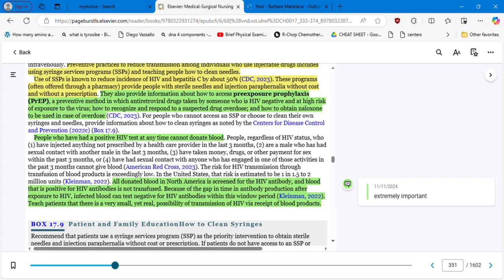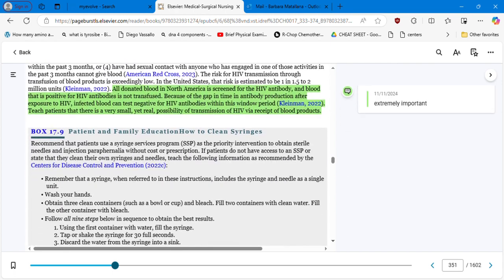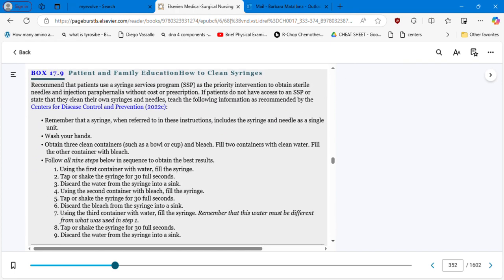Teach patient that there is a very small yet real possibility of transmission of the virus via receipt of blood products. Okay, that's why I'm telling you, extremely important. You need to know this factor to educate your patients, regardless if you're going to work on an HIV unit or clinic. So box 17.9, patient and family education, how to clean syringes. You can go deep on it, read this, and follow the instructions step by step on how to clean the syringes.